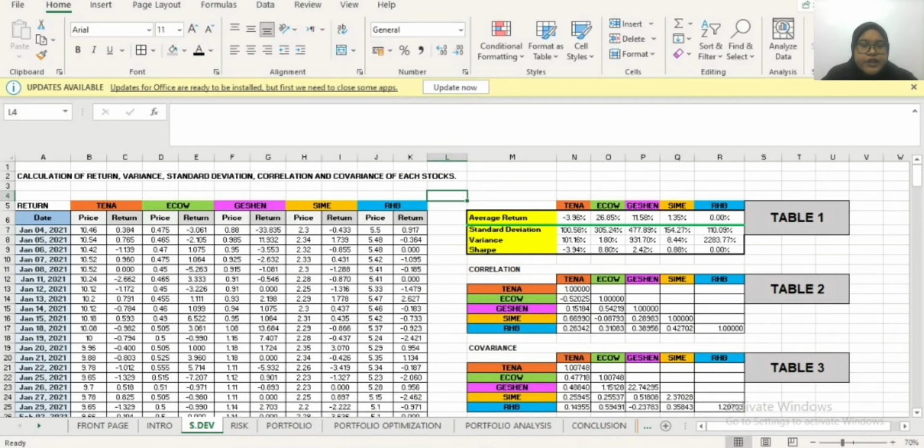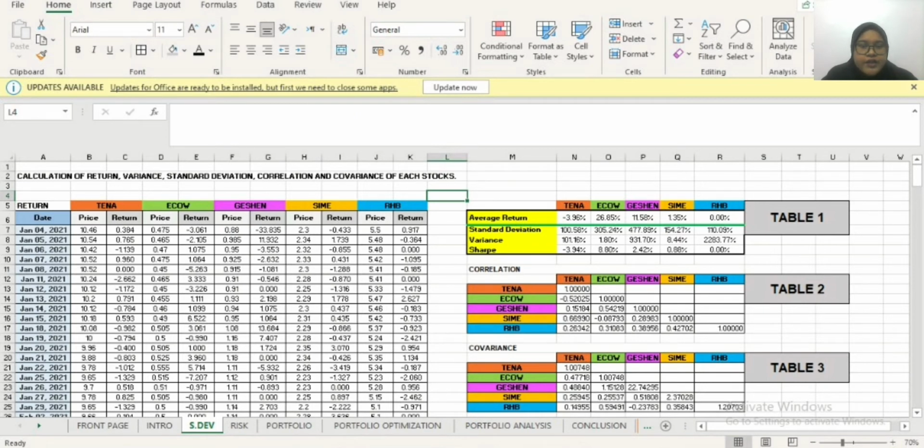So for the correlation, which is in table 2, we can see the correlation between Tenaga Nasional and Ecoworld, and also Sandabi and Ecoworld, are negative. If the correlation is negative, it means that the variables move in opposite directions. For example, if there is an increase in Tenaga Nasional, it is associated with a decrease in Ecoworld.